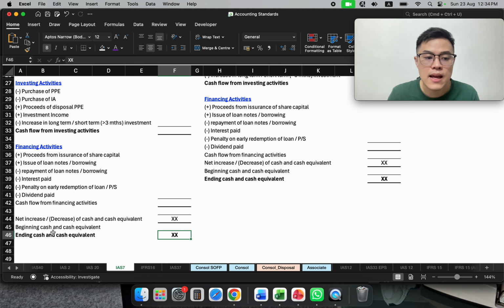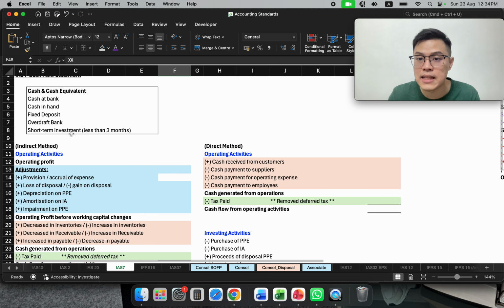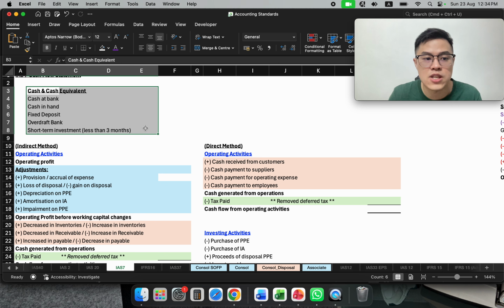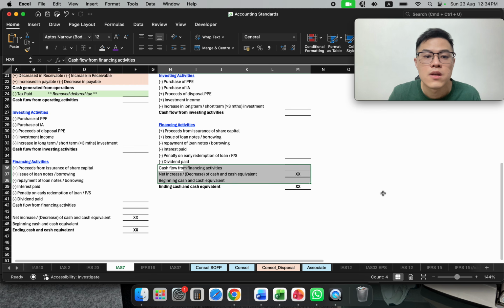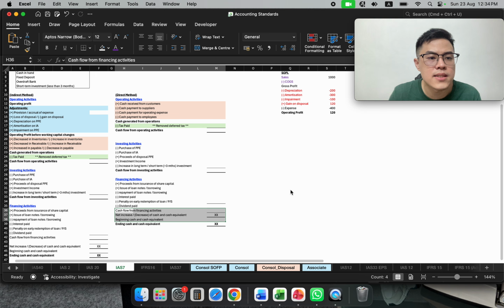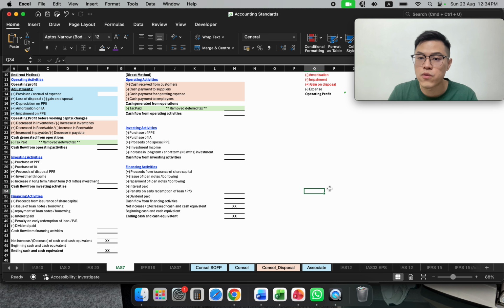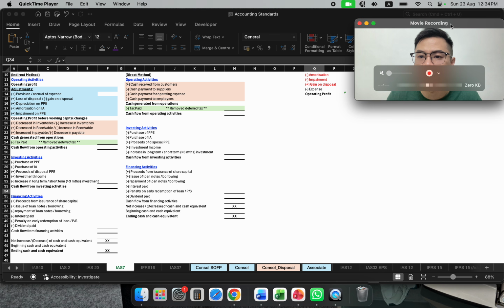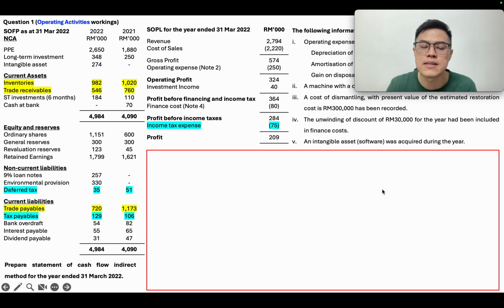And this XX ending cash and cash equivalent will be the same as the amount in your SOFP under the ending balance. So that will be your cash and cash equivalent. Likewise, the direct method is also the same. Those are the two most common methods, direct and indirect, when we are doing our cash flow statement. To better understand this particular IAS 7, let us look at a simple example so that we can see what things we need to take note of.